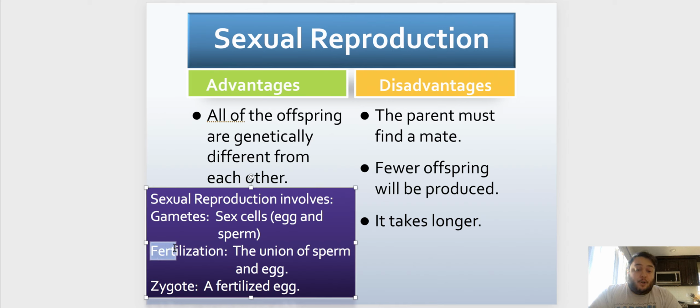Fertilization, if you see that term, that is referring to the union of the sperm and the egg. So the second the sperm penetrates the egg is now said to be fertilized. And that is the process of fertilization. And a zygote is now a fertilized egg. So before fertilization occurs, you just have two gametes. You have a sperm and you have an egg. The second the sperm penetrates the egg, it has become fertilized. And now the fertilized egg is known as a zygote. It's no longer known as an egg. All right, so these are three important terms to remember.